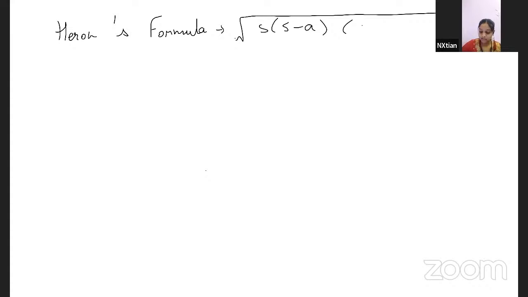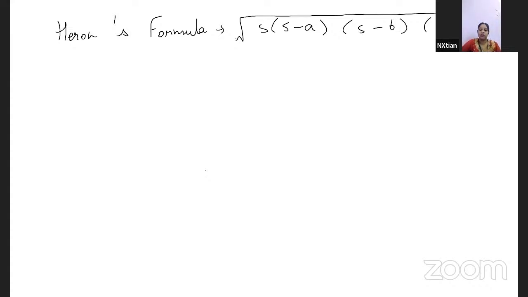Ma'am, we finished Heron's formula, but I haven't tried a question with you for the same. So that we are going to try out today. A question with this formula we are going to check out. And in the coming classes, we'll do the area and perimeter of all the figures. Okay, S, S minus A, S minus B, and S minus C.